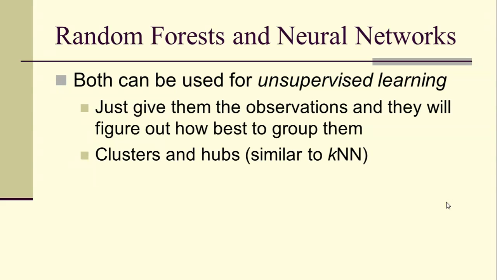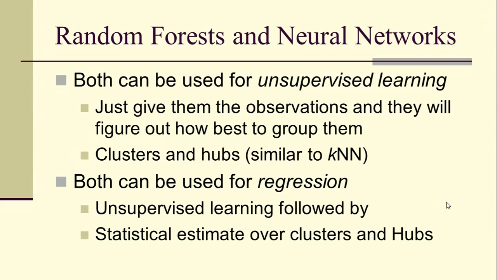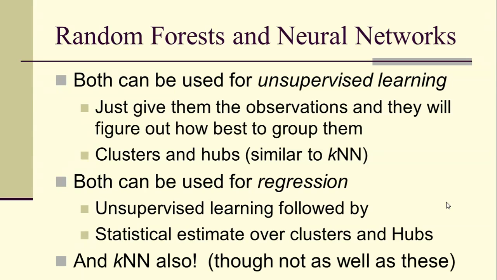Both can be used for unsupervised learning. You don't actually have to give them the labels. You can just give them the observations, and then they'll figure out what the best way to group all the observations is, and we'll end up with clusters and hubs similar to what we hope to get with a k-nearest neighbor network. They both can be used for regression. Just do an unsupervised learning and then just do statistical estimates over the clusters and the hubs. And you can do this also with k-nearest neighbor networks, although they don't tend to work as well.